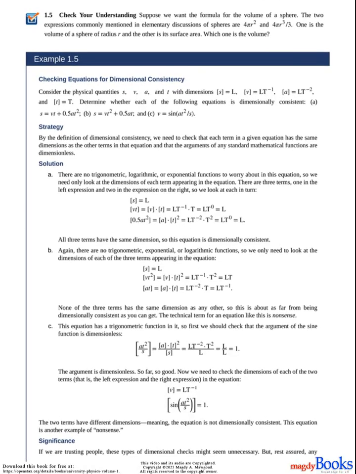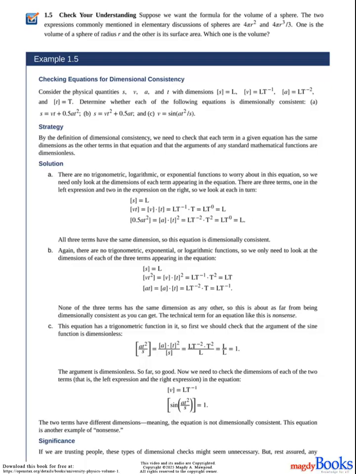1.5. Check your understanding. Suppose we want the formula for the volume of a sphere. The two expressions commonly mentioned in elementary discussions of spheres are 4 pi r squared and 4 pi r cubed over 3. One is the volume of a sphere of radius r, and the other is its surface area. Which one is the volume?